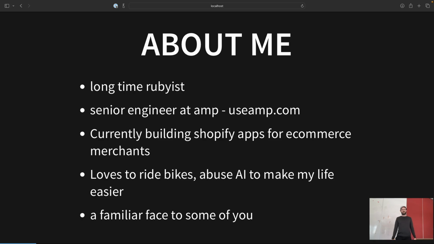So getting my hands dirty with a lot of Ruby, a lot of TypeScript, which is mostly for React, and also Terraform. So all the way across the stack, which is cool. I like to ride bikes and abuse AI to make my life easier. So that might actually be something we could chat with in the tools if people are interested. And hopefully I'm a familiar face to some of you, and if not, hi, welcome.